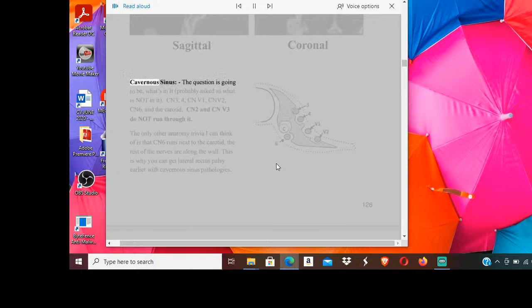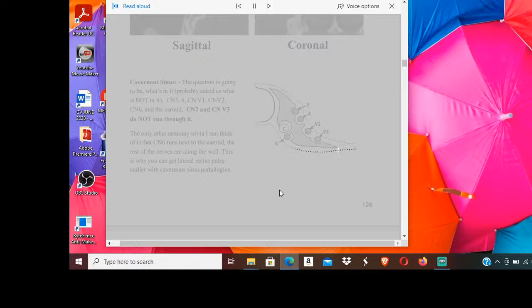Sagittal. Cavernous sinus. The question is going to be, what's in it, probably asked as what is not in it. CN3, 4, CNV1, CNV2, CN6, and the carotid. CN2 and CNV3 do not run through it. The only other anatomy trivia I can think of is that CN6 runs next to the carotid, the rest of the nerves are along the wall. This is why you can get lateral rectus palsy earlier with cavernous sinus pathologies.